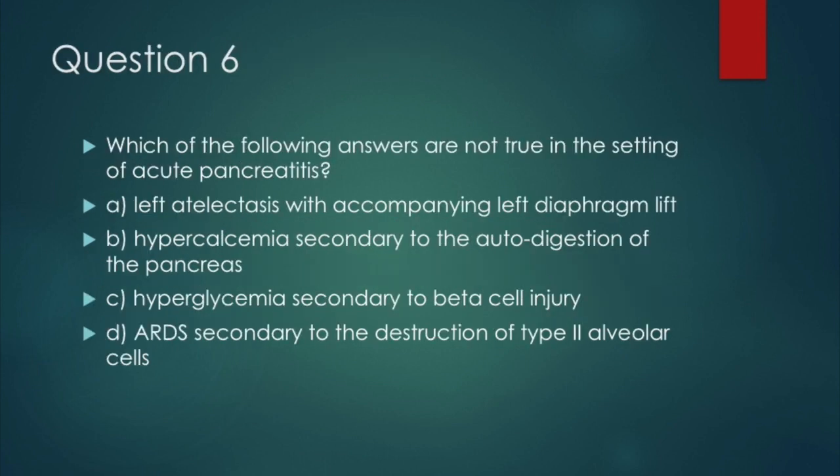Question number 6. Which of the following answers are not true in the setting of acute pancreatitis? A. Left atelectasis with accompanying left diaphragm lift. B. Hypercalcemia secondary to the autodigestion of the pancreas. C. Hyperglycemia secondary to the beta cell injury. Or D. ARDS secondary to the destruction of type 2 alveolar cell injury.